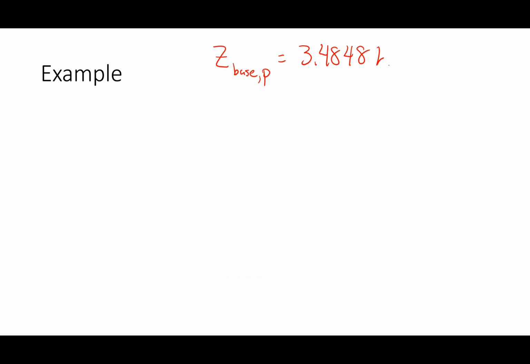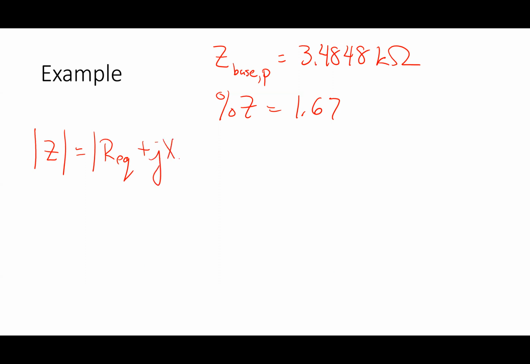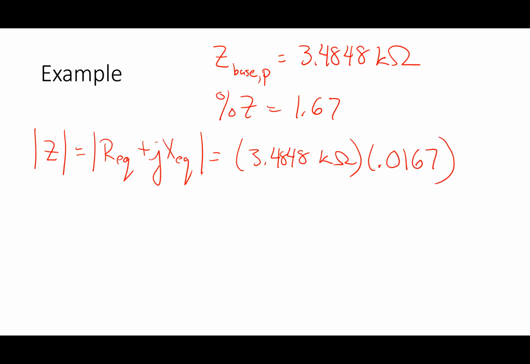3.4848 kiloohms. And I said this has a percent Z of 1.67. Okay, so the magnitude of Z, in other words, the magnitude of REQ plus JXEQ, is what? 3.4848 kiloohms times not 1.67, but 0.0167. These are percentages, okay? So that's going to be some number, right?